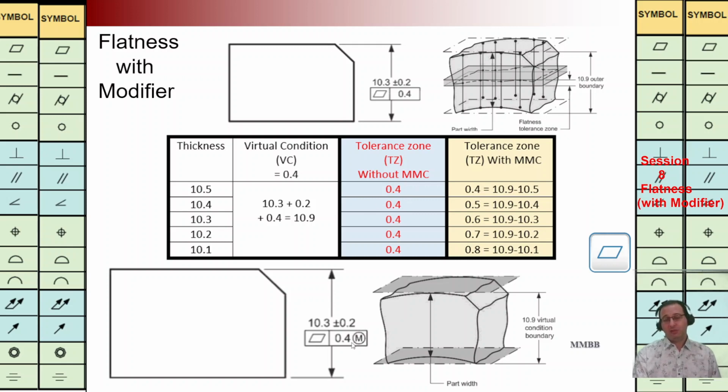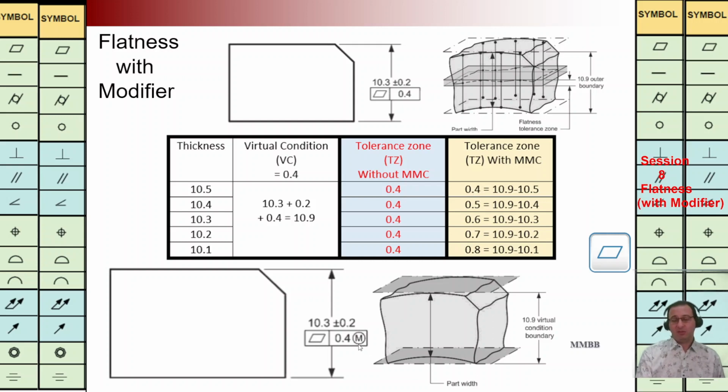Whenever we have, for example, a modifier here, it is the same example, but we add the modifier here. What happened? It means when we have the material condition, MMC, maximum material exists on the component. When we have 10.9, the distance between these two parallel planes is 10.9. We have this tolerance zone for midplane.